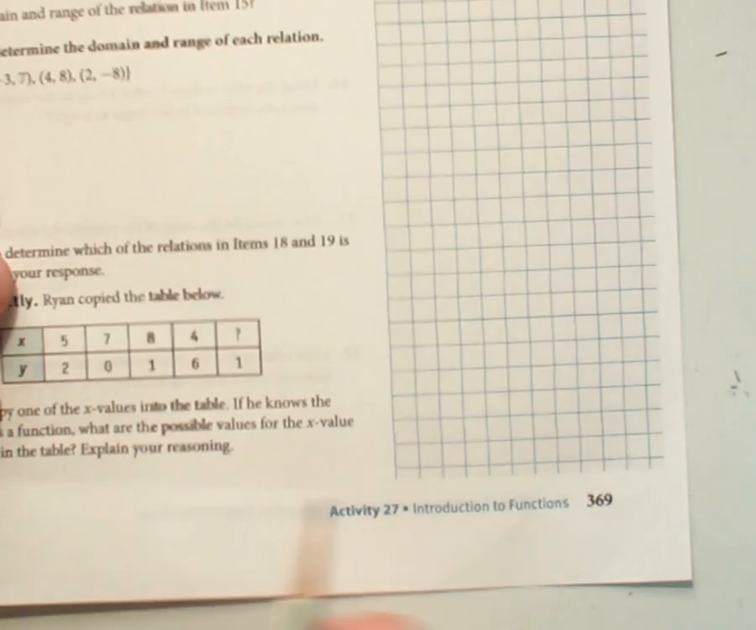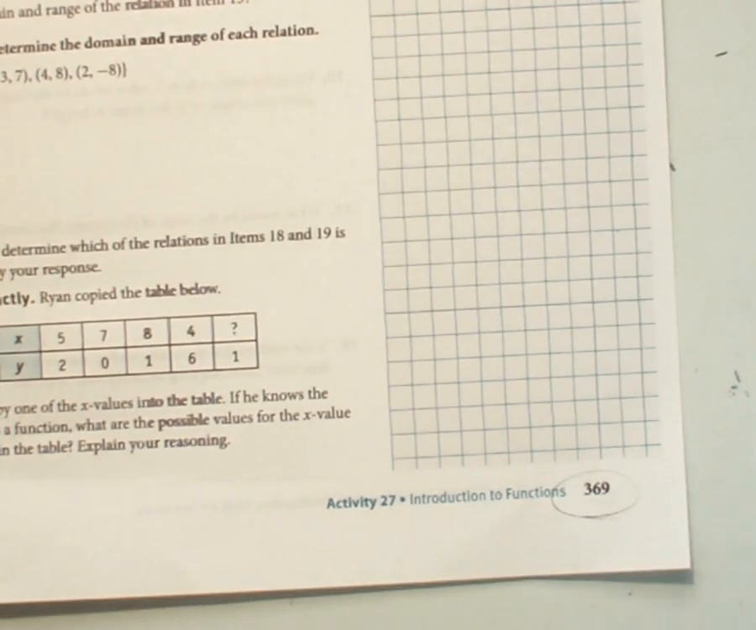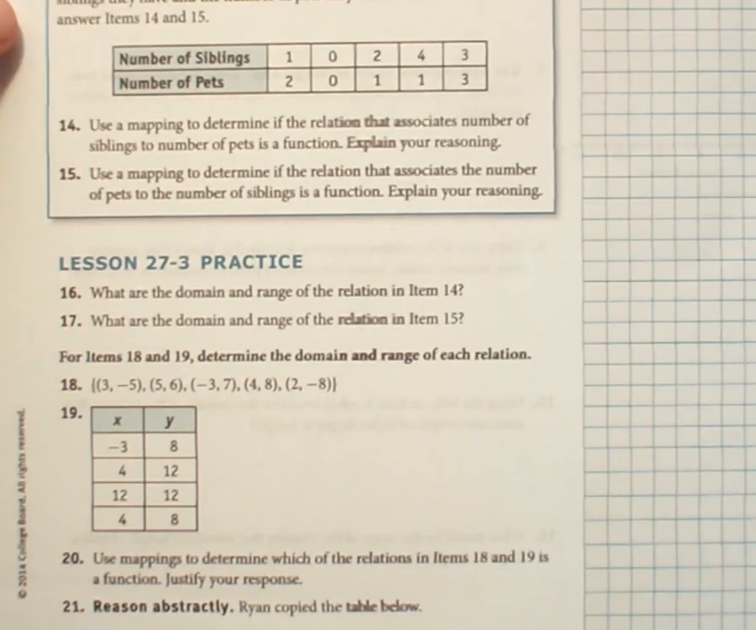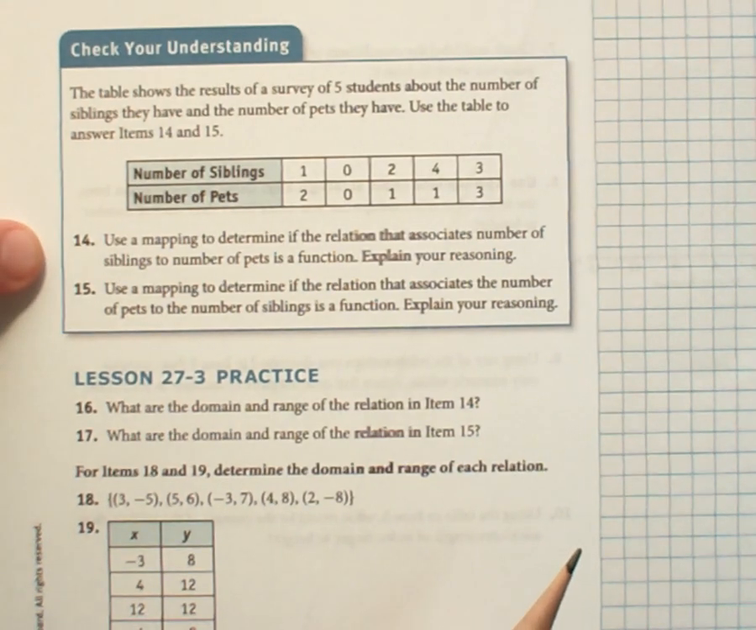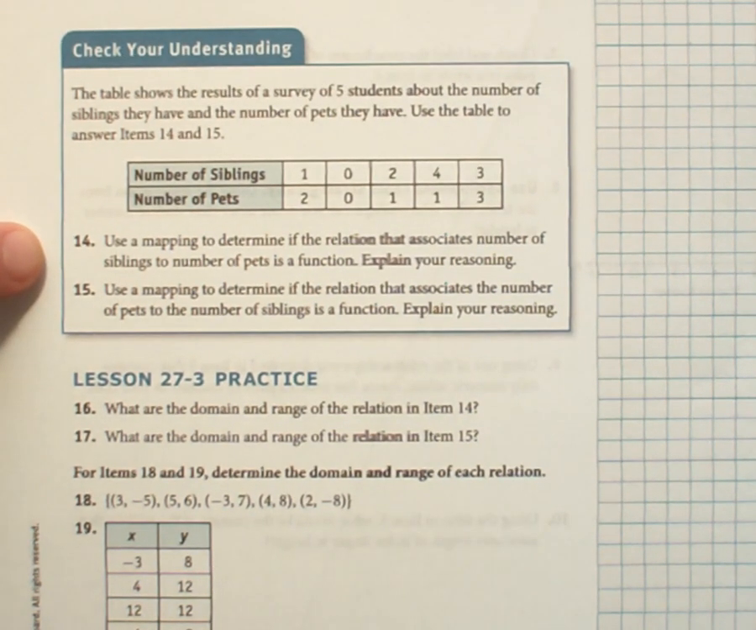Please join me on page 369. Take a look at Check Your Understanding. The table shows the results of a survey of 5 students about the number of siblings they have and the number of pets they have. Use the table to answer questions 14 and 15. So 14 says, use mapping to determine the relation that associates the number of siblings to the number of pets as a function. Is it a function? Explain your reasoning. So go ahead and pause the video. Give 14 and 15 a try.